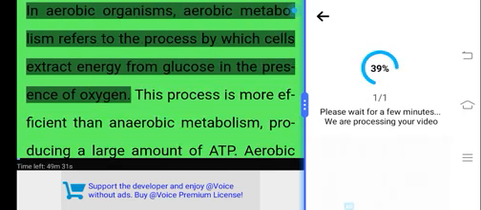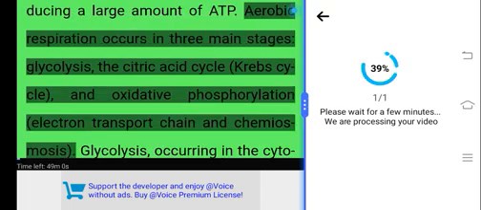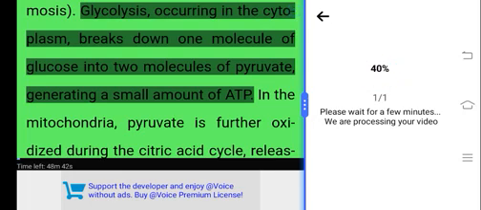oxygenase. In aerobic organisms, aerobic metabolism refers to the process by which cells extract energy from glucose in the presence of oxygen. This process is more efficient than anaerobic metabolism, producing a large amount of ATP. Aerobic respiration occurs in three main stages: glycolysis, the citric acid cycle (Krebs cycle), and oxidative phosphorylation (electron transport chain and chemiosmosis). Glycolysis, occurring in the cytoplasm, breaks down one molecule of glucose into two molecules of pyruvate, generating a small amount of ATP.